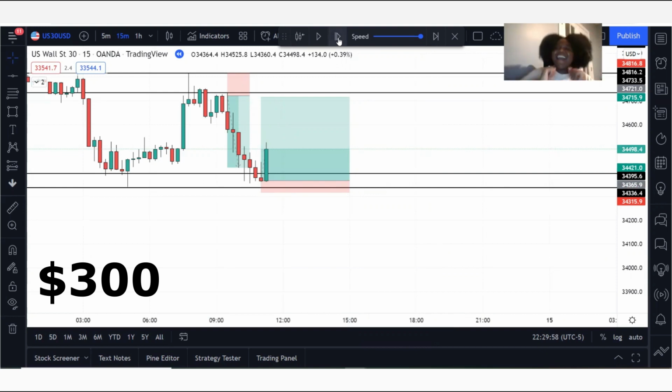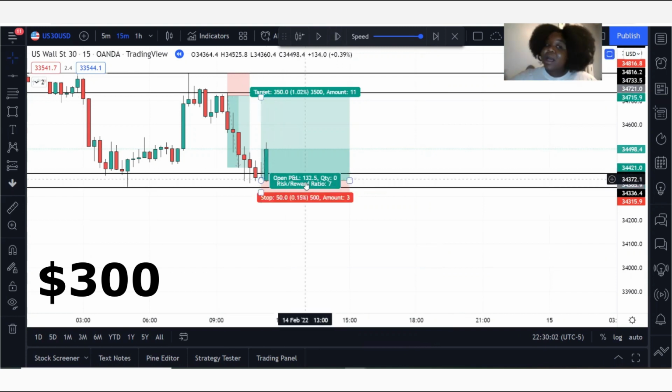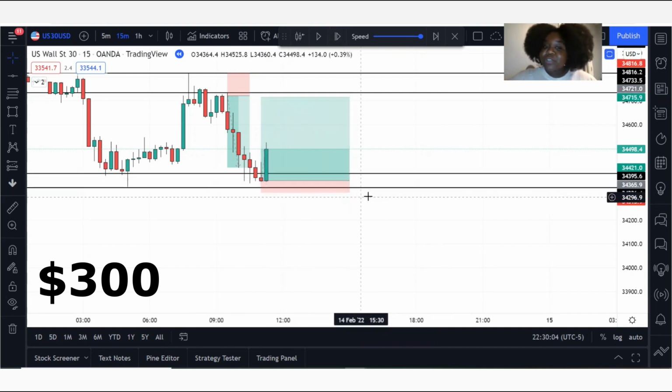Oh, do y'all see that? I'm talking about no retracement, but okay, so we got in, right? We got in right there because we looked at our candle. We know we're supposed to get in.